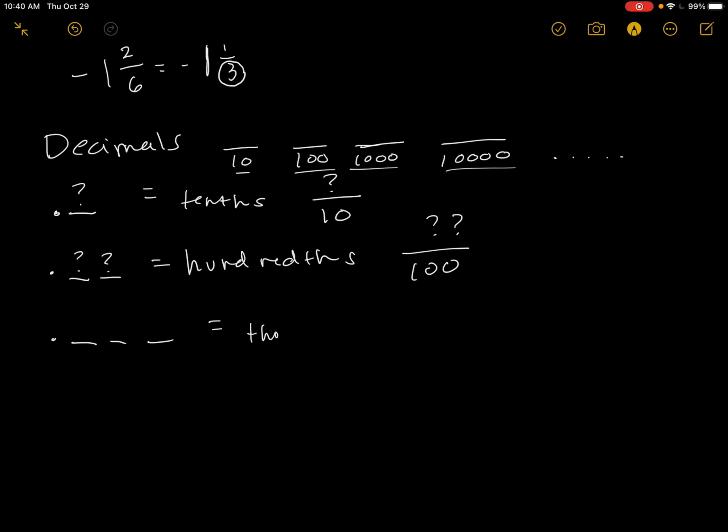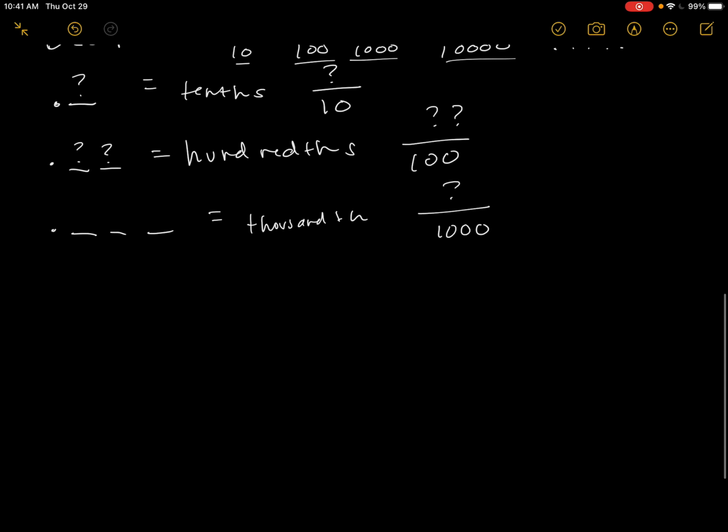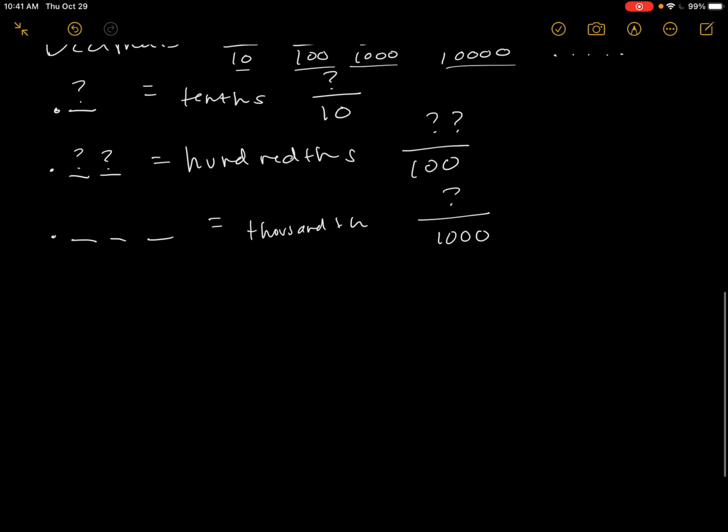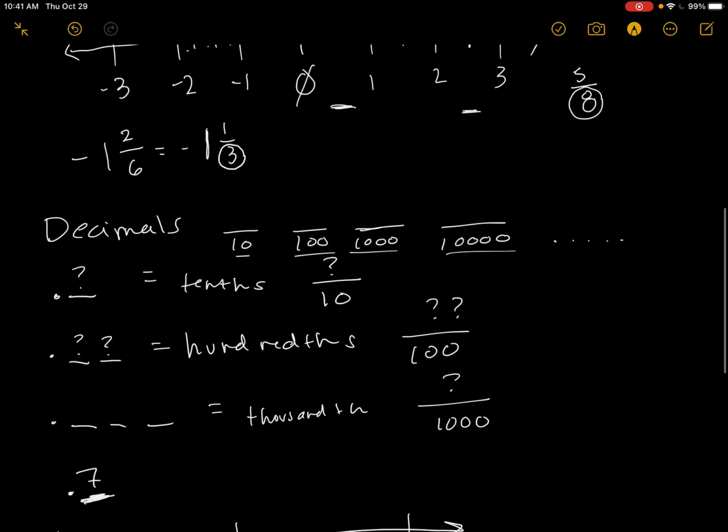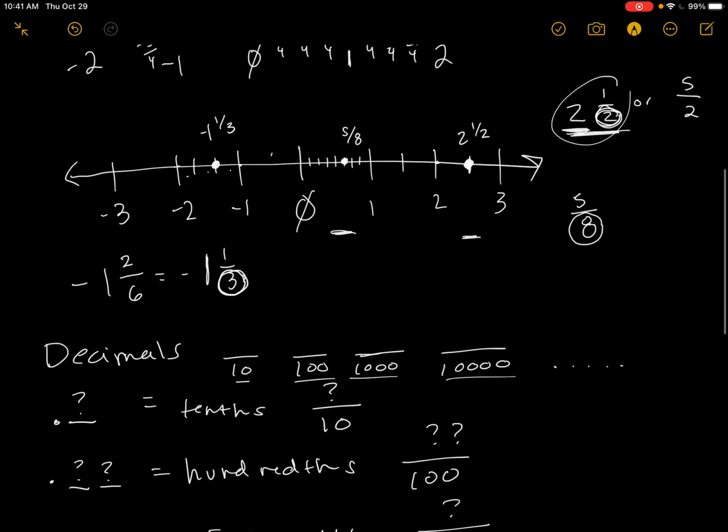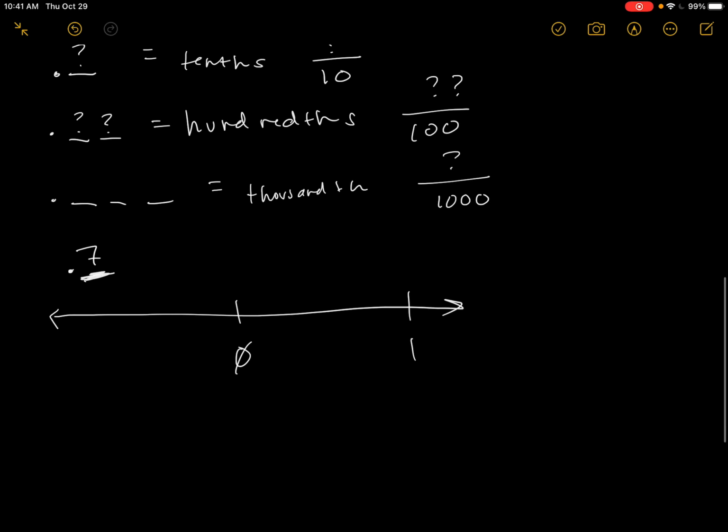Right, this is the thousandths place. So that means whatever the numbers are in there over 1,000. Right, so if it says to, on a number line, graph 0.7, we're in the tenths place. That means we're splitting up our numbers into 10 parts. Just like how with fractions, we looked at the bottom, it tells us how many parts we want to split our number into.